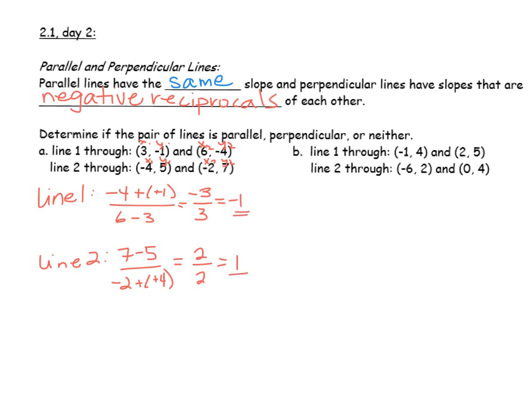Negative 1 and positive 1 have opposite signs, not negative slopes, but opposite signs, and they're also reciprocals of each other. The reciprocal of 1 is 1. Therefore, these two lines are perpendicular.